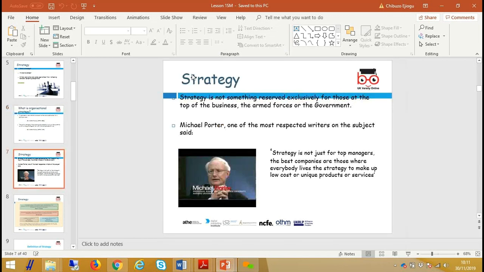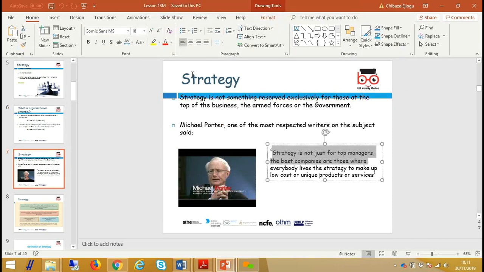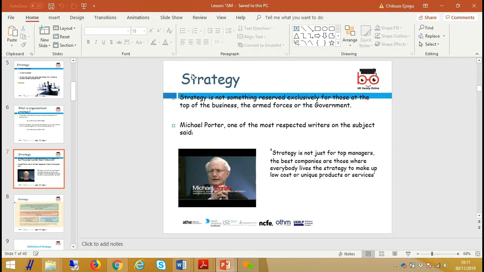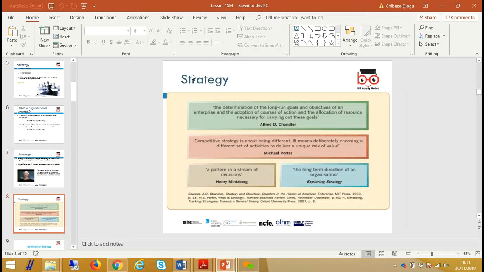We have a few definitions of strategy. But the key thing here is that strategy is not just for top managers, but actually there is a role for everyone in the organization. So we look at things like emergent strategy and planned strategy as we go along.